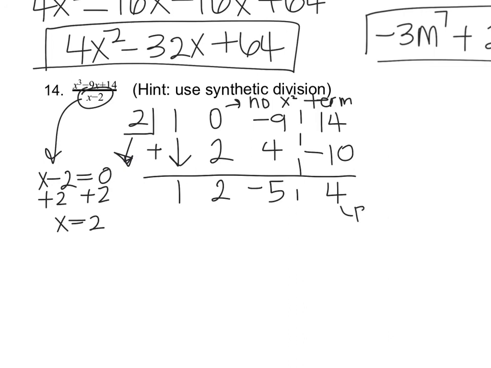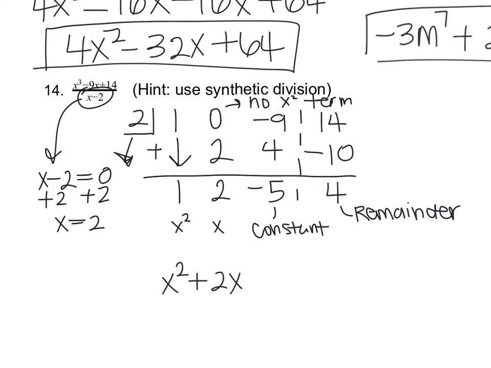So the value we get on the other side of our dashed line is always our remainder. It separates the remainder from the rest of our quotient. The first value on the other side is going to be our constant. Then we work our way up in terms of x. So that means I have a 1x squared. Then we have a positive 2x. Then a negative 5. So we end up with x squared plus 2x minus 5. Then we have a remainder of 4.